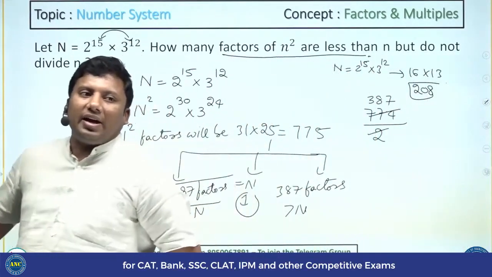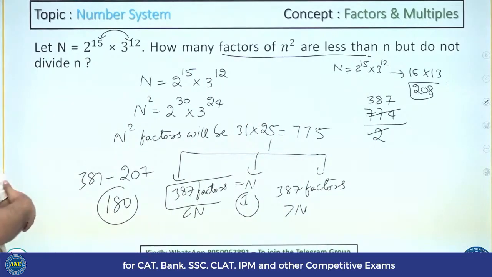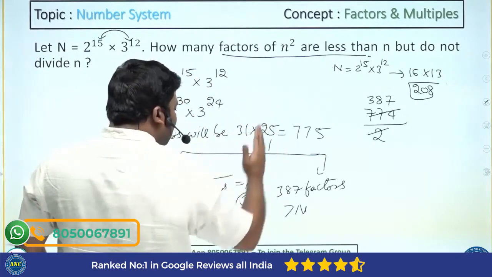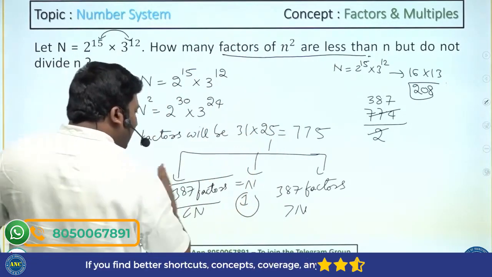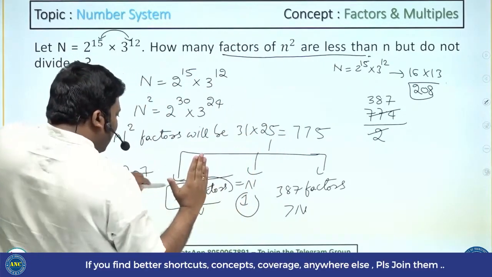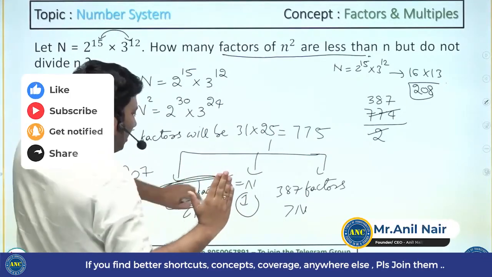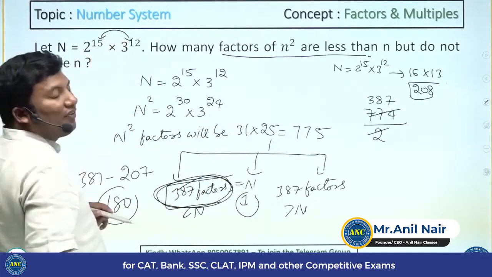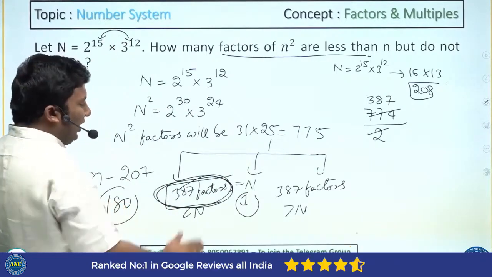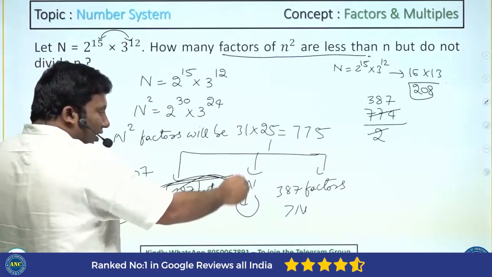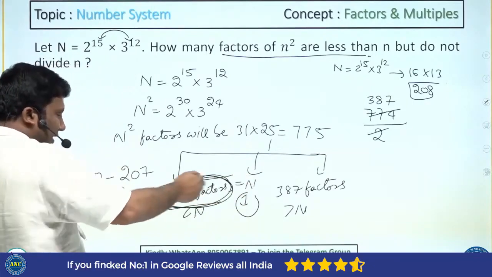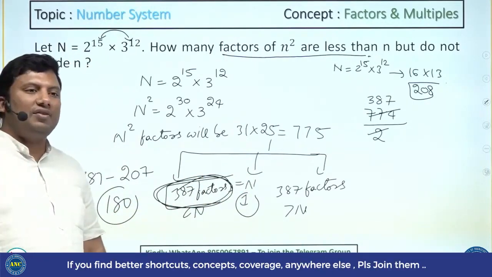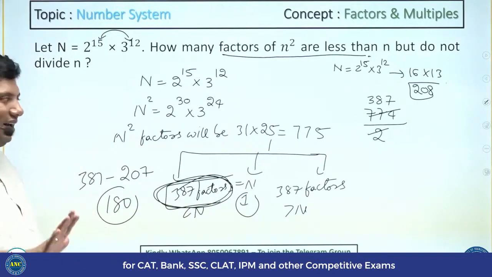I hope the idea is clear. Just multiply the power of the prime bases. Factors of n square less than n, how many are there? 387. In that, from 1 to n, how many factors are there for n? 16 into 13, less than n. One number itself we have to subtract. So answer is 387 minus 207. Answer is 180. Idea clear?